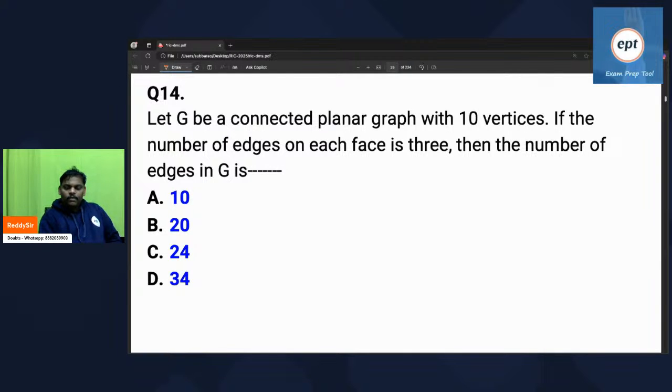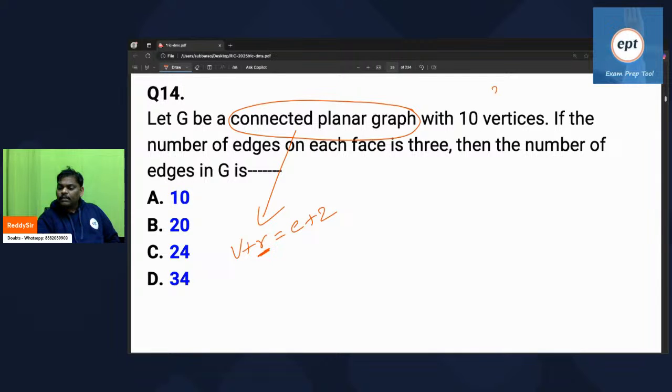Everyone try here. Let G be a connected planar graph. Remember, connected planar graph. There is one formula for a connected planar graph: V plus R is equal to E plus 2. You take any connected planar graph and check. Where R is the number of regions or faces.